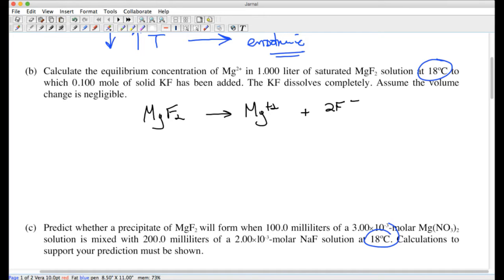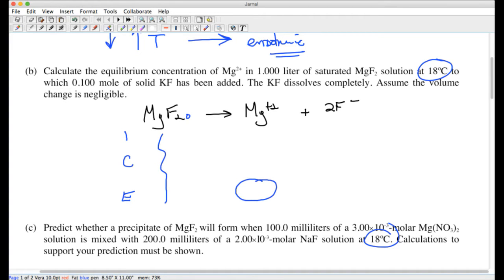And of course, we use our ICE table. This is initial, this is the change, and this is at equilibrium. So what we're looking for is what is the magnesium ion concentration at equilibrium, given this set of circumstances. Now we can't measure the solid, so we're not going to go here.